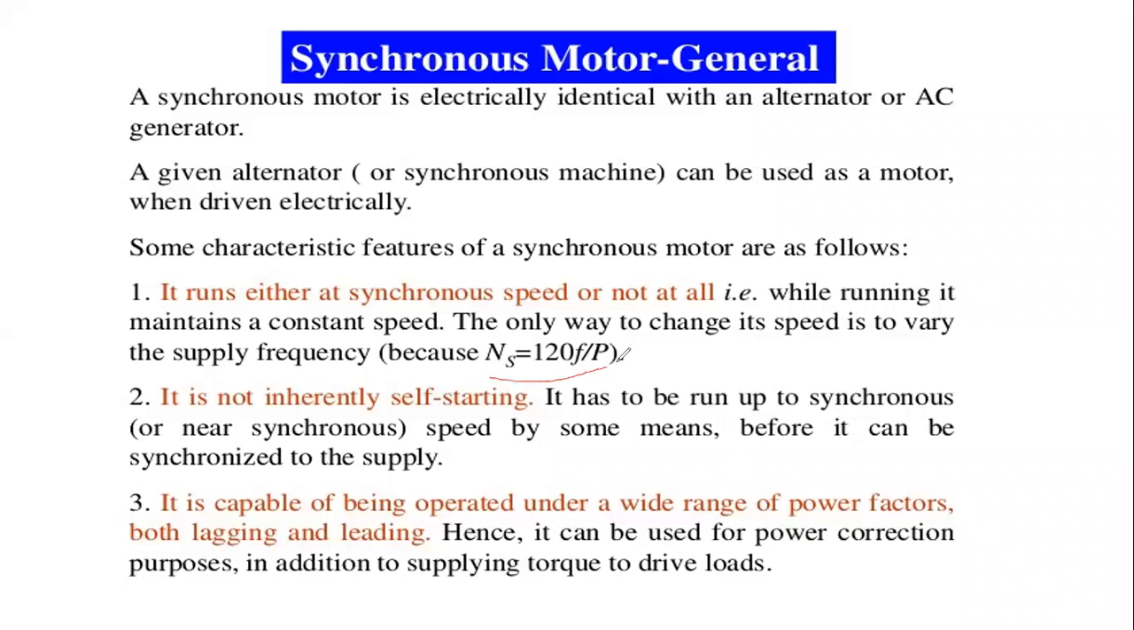What is the speed of the synchronous motor? It is rotated at a constant speed, Ns, the synchronous speed. The formula for the synchronous speed of a motor is Ns equal to 120 F by P, where F is the supply frequency and P is the number of poles.